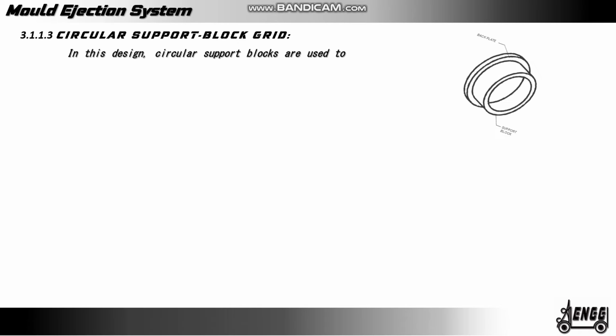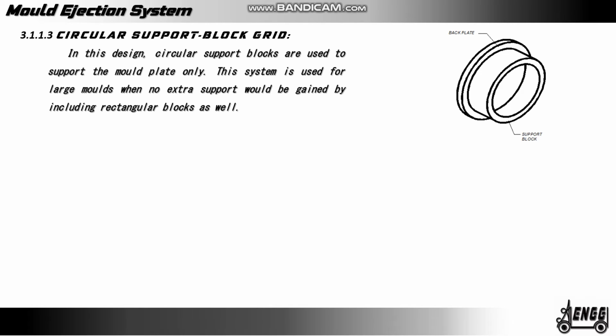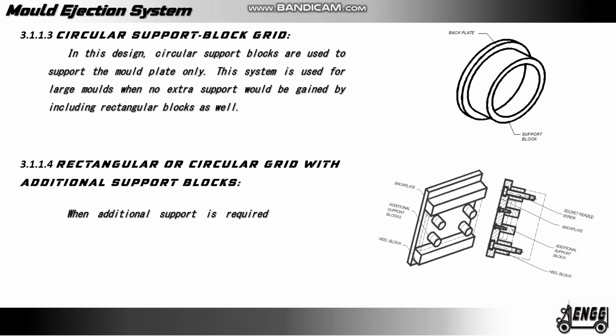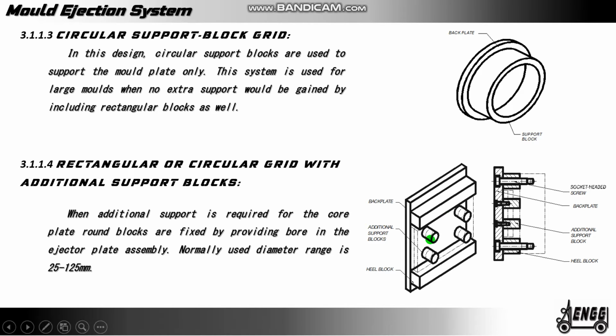Circular support block grid. In this design, circular support blocks are used to support the mold plate only. This system is used for large molds when no extra support would be gained by including rectangular blocks as well. Rectangular or circular grid with additional support block: when additional support is required for the core plate, round blocks are fixed by providing a bore in the ejector plate assembly. Normally used diameter range is 25 to 125 mm.